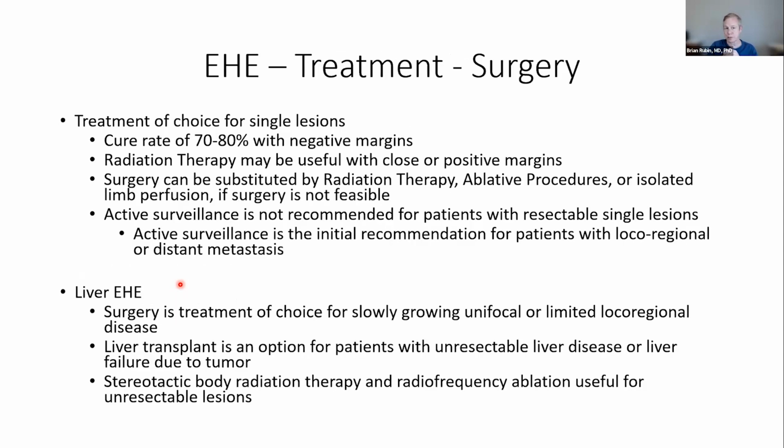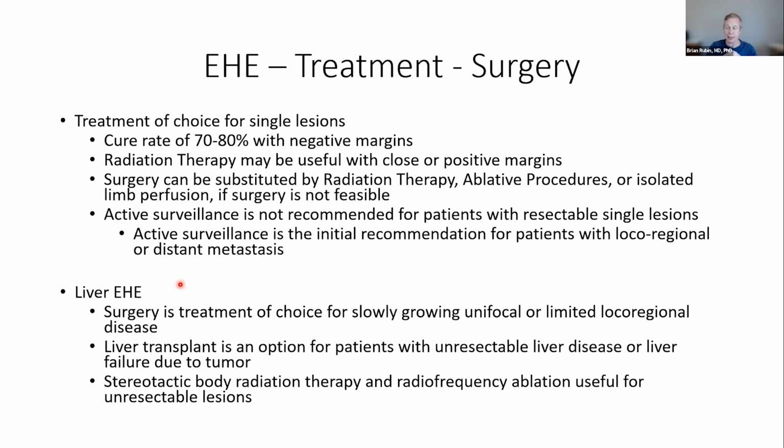So let's talk just very briefly about surgery. The treatment of choice for single lesions is surgery. Very high cure rate, about 70 to 80% when you have negative margins. And negative margins means the tumor was excised completely without any kind of tumor around it, normal tissue, not tumor tissue. However, sometimes surgeons can't get out an entire lesion for whatever reason. It's too close to a blood vessel or whatever.